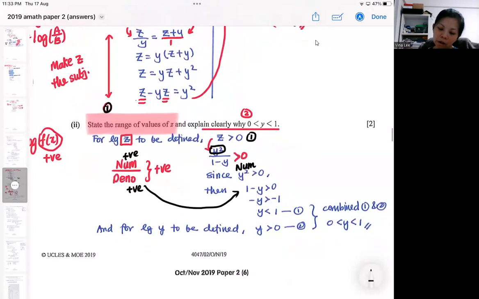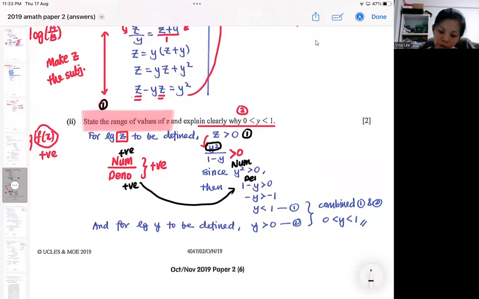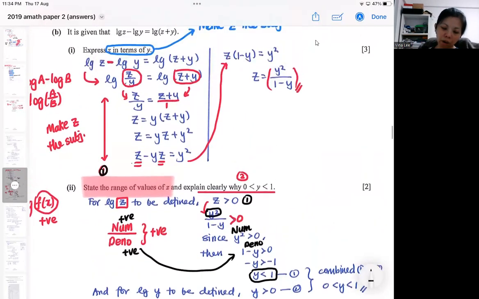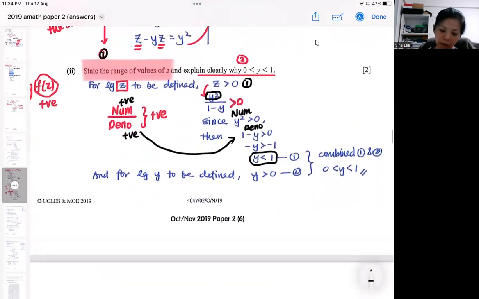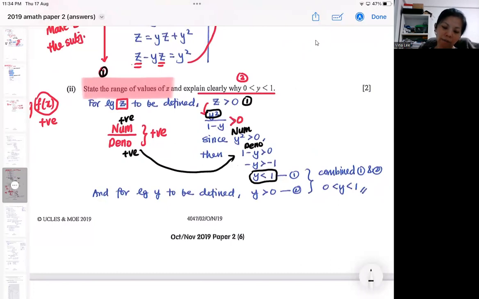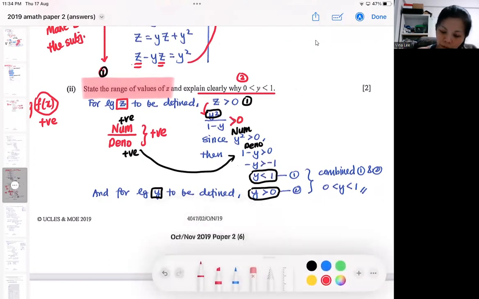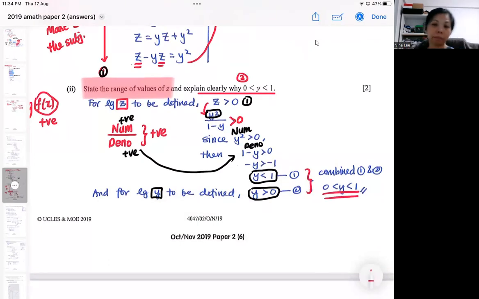So when I need the denominator to be positive, I work out an inequality. I managed to get y less than 1. And subsequently, if you return back to your log, there is one log that involves log y. So again, it's the same idea. I need log y to be defined, so y has to be positive. So I have these two conclusions about y, and I combine the two conclusions, and that's how I explain.